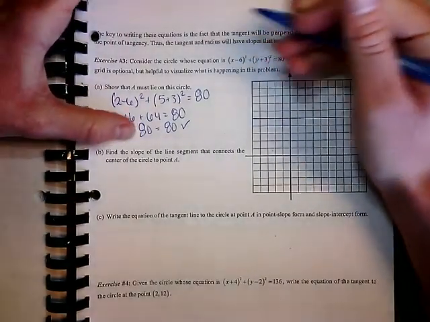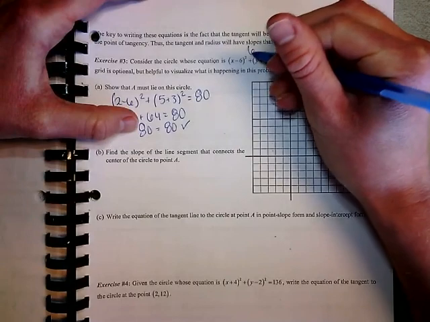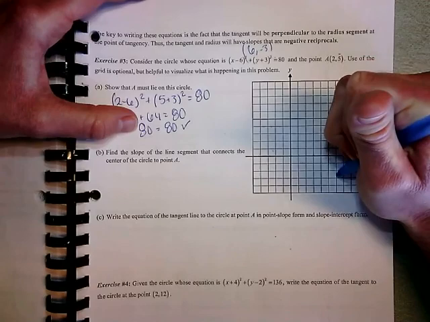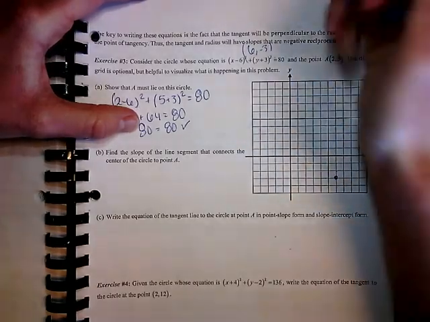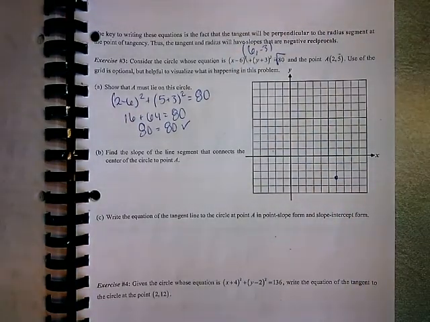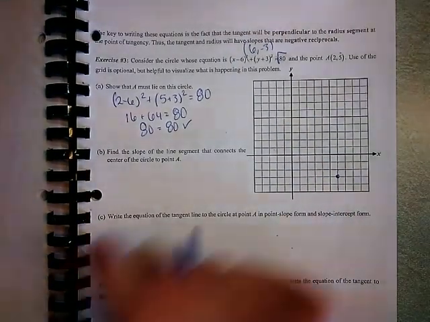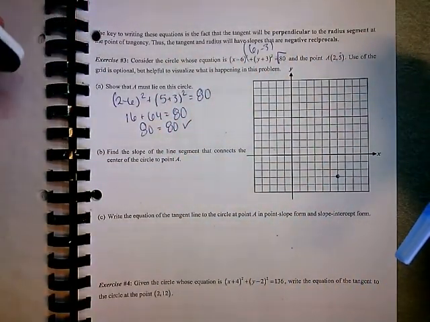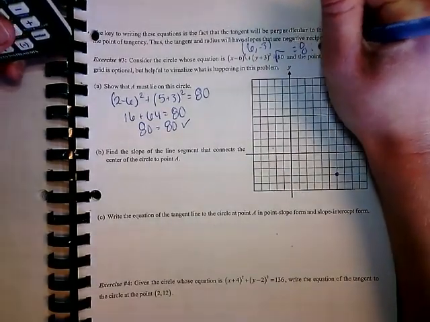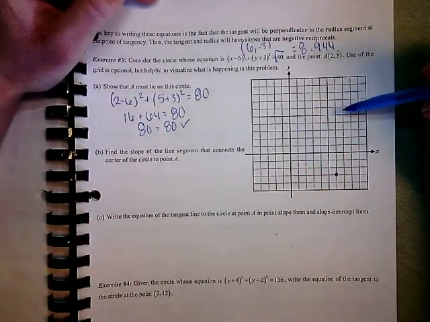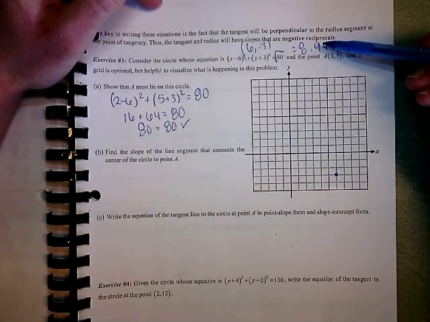Before we do the next part, I'm going to graph the circle. So the center is 6, -3. Now here's the thing. The radius is the square root of 80, and 80 is not a perfect square. When we take the square root of 80, we get 8.94 and so on. So when we count the radius to figure out where the circle is, we're going to count close to 9, but not quite.